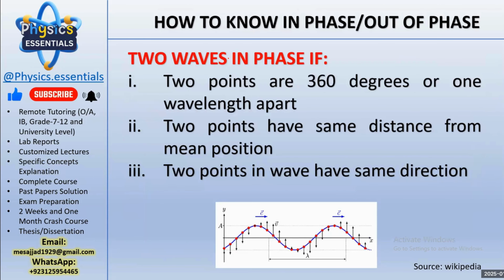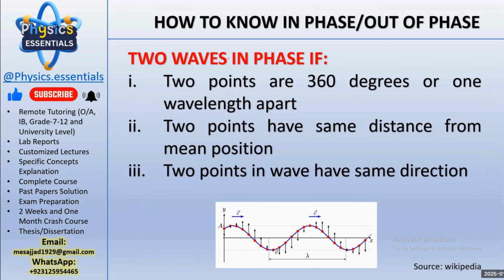So you have to remember these 3 points. These are the key to understand all the concepts about waves. If 2 points in a wave are 360 degrees away, or one wavelength away, they will be in phase. If 2 points have the same distance from the mean position, they will be in phase. If 2 points in a wave have the same direction, they will be in phase. So these three conditions must be met.